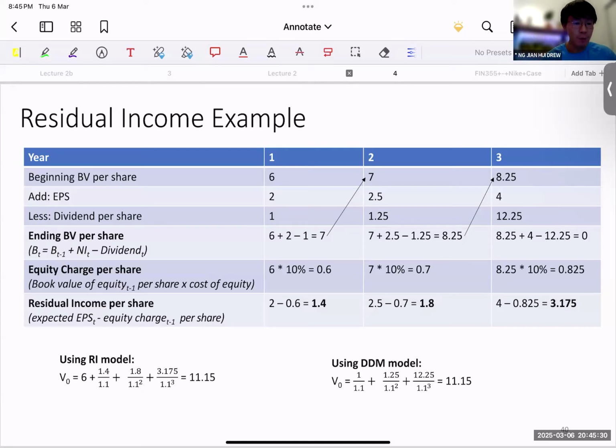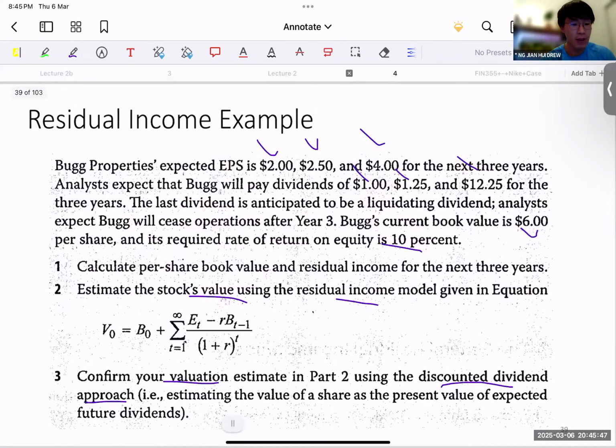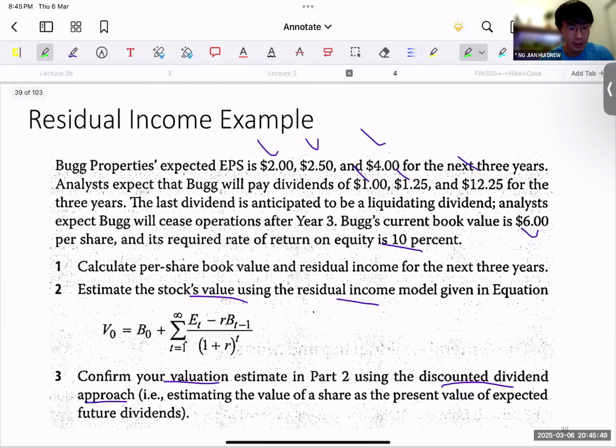Because we are starting off with book value, we need to determine the various book values. The question says in year one, the beginning book value is $6. There is an EPS, which is earnings, of $2. And then we're going to pay a dividend of $1. So I'm just going to highlight all the stuff here: $2, $6, and $1.